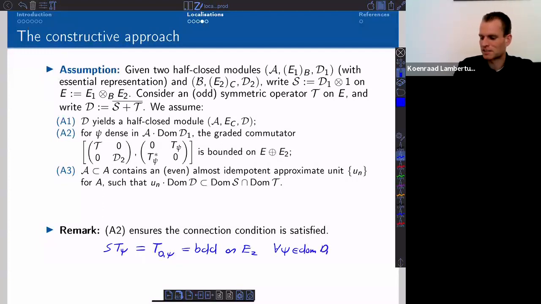And in this connection condition, it suffices to take a dense subset. So that's good enough. So for this S part of the operator T, the connection condition is satisfied more or less automatically. What you need to do is construct this operator T for which this connection condition is satisfied. Okay, so what remains to be done is to guarantee that also the positivity condition is satisfied.